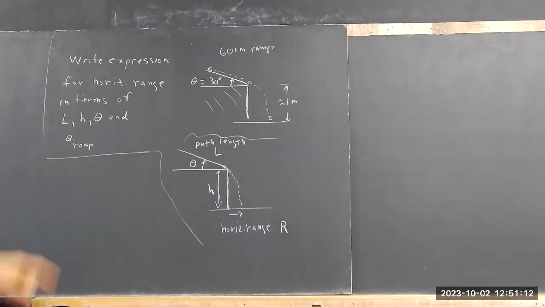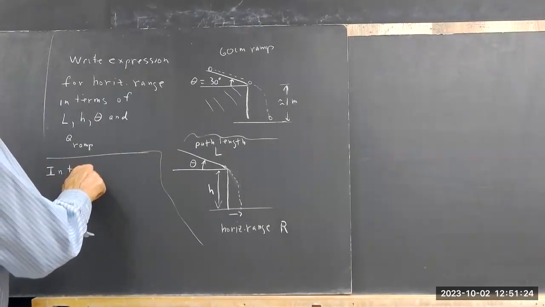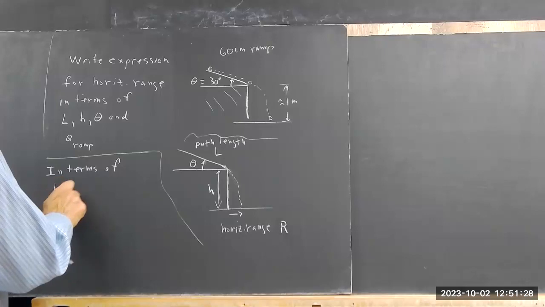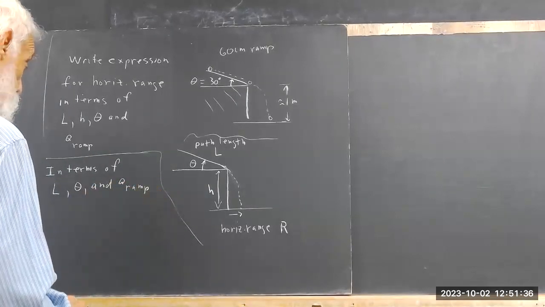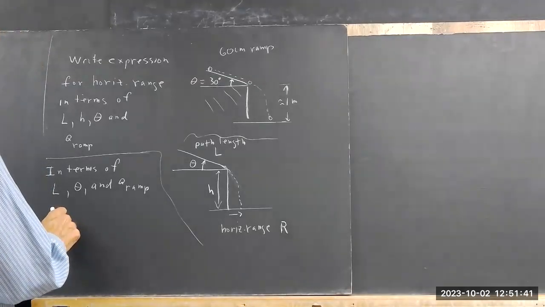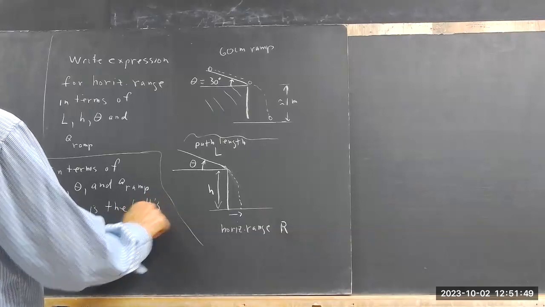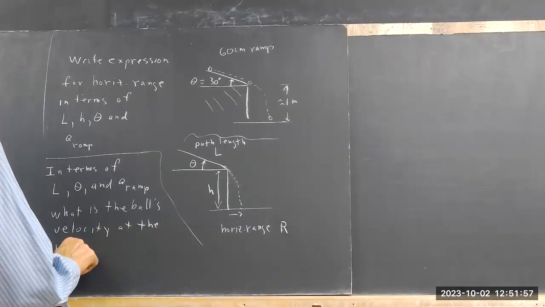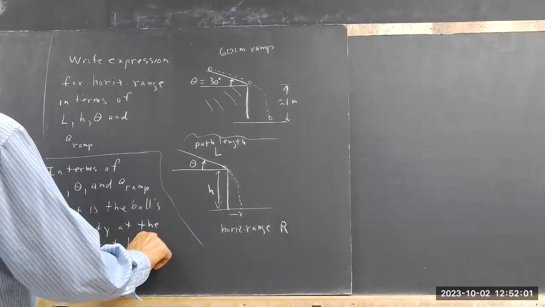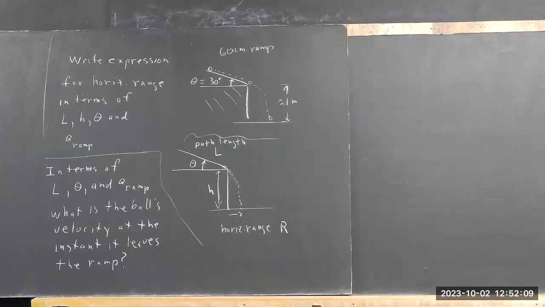We want to write an expression for horizontal range in terms of 1, 2, 3, 4 variables. So in terms of L, theta, and a_ramp, the acceleration on the ramp. And the ball's velocity is the instant it leaves the ramp.